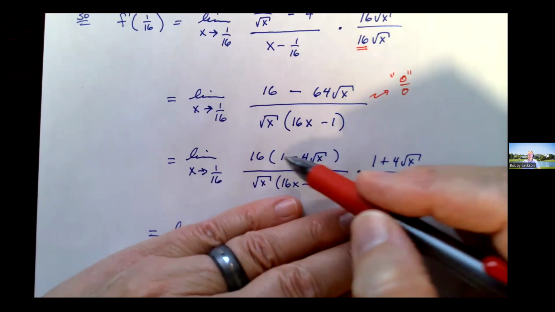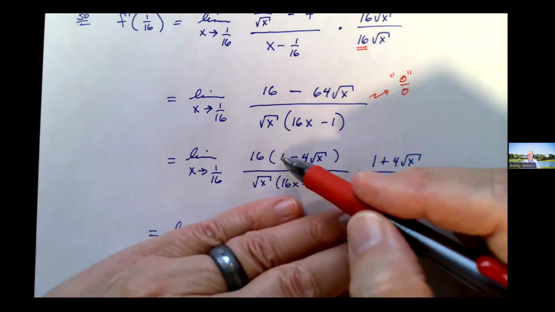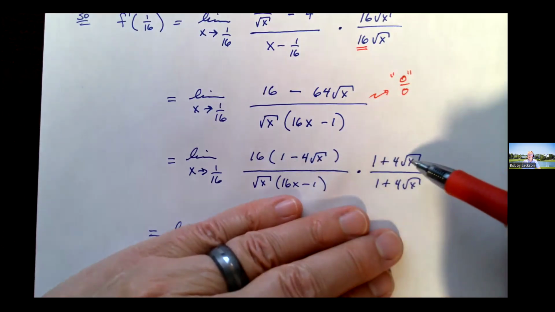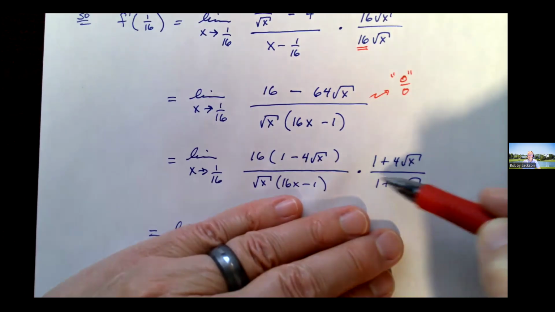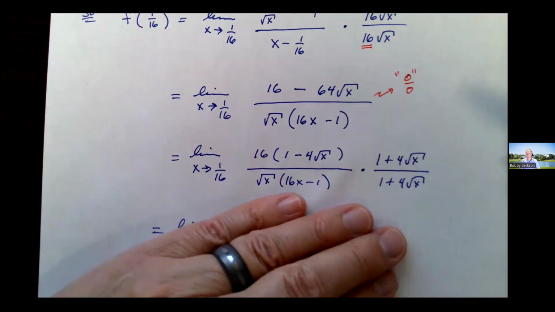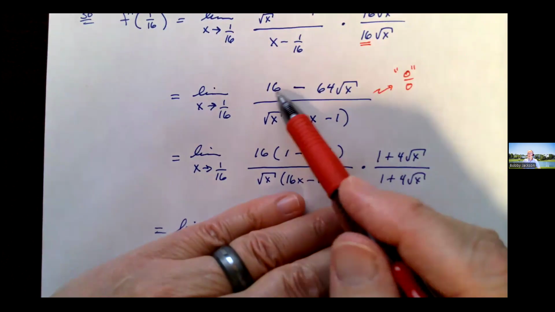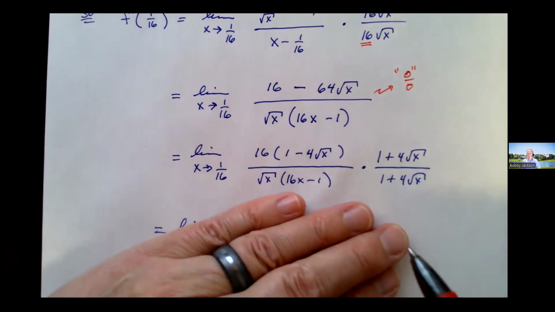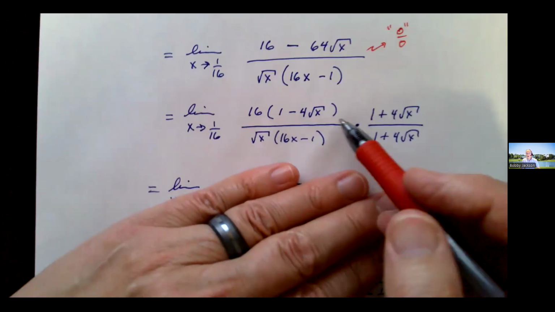And now what I'm going to multiply by is the conjugate of this in the parentheses, which is 1 plus 4 square root of x. And of course, do that in the bottom. It just makes the numbers a little bit easier to deal with. If you do the whole thing, it's just a little bit more involved and messy. Okay, so when I do that, what happens up top?